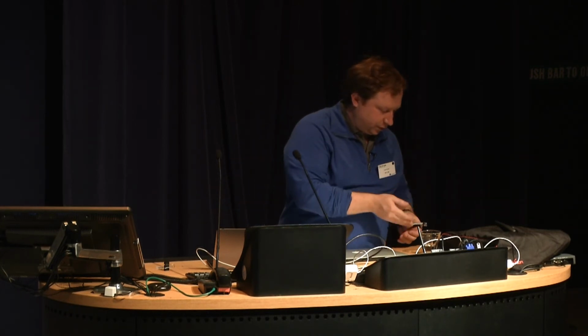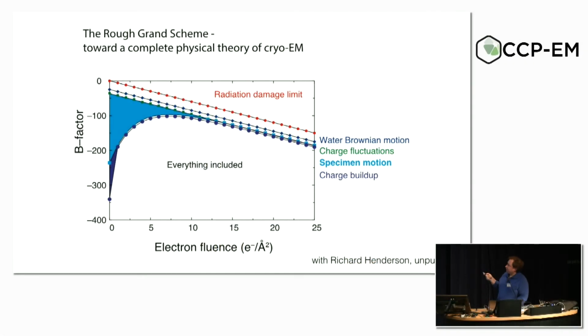And those water molecules start moving around. And that movement actually causes movement of the proteins. So it's just like Brownian movement of a dust particle in a glass of water. And you can describe it with the same sort of physics and figure out how much a particle moves because of this. And that's this part of the curve here, which happens continuously as you're irradiating the specimen, as far as we know. Okay, next, charge fluctuations.